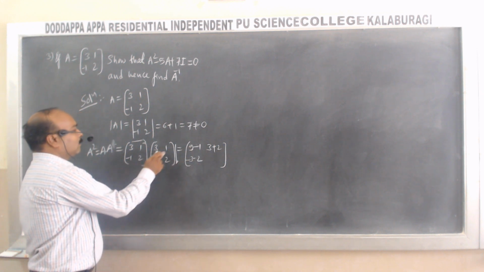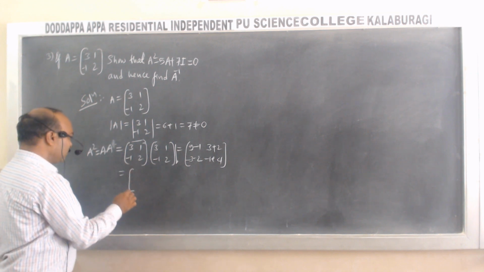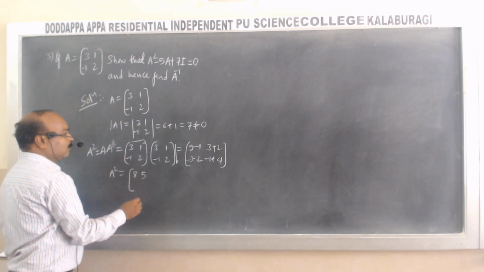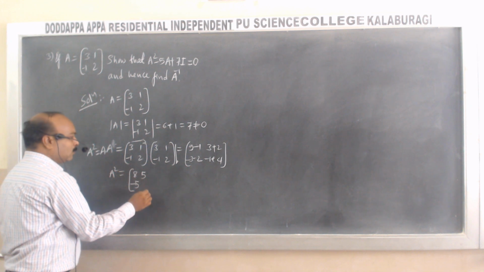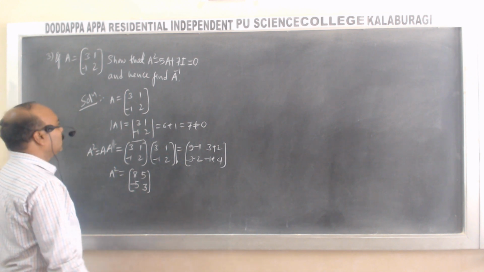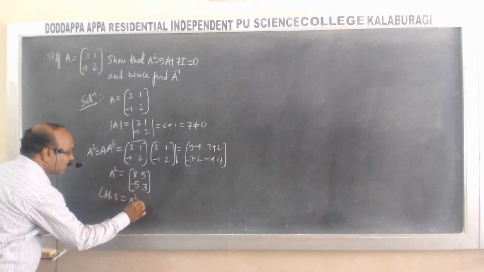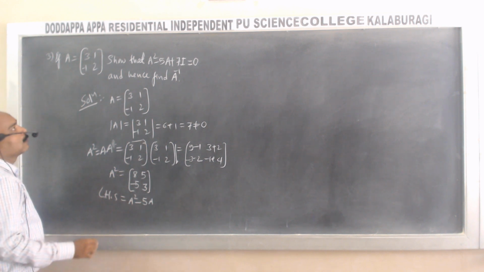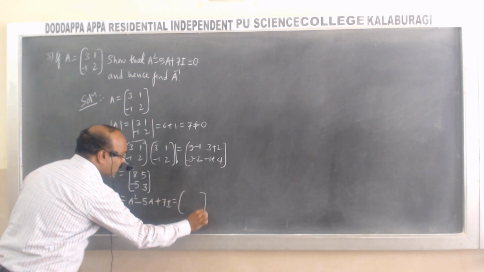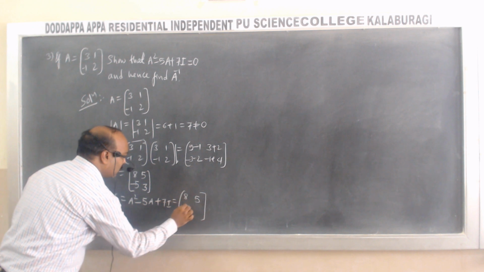Next minus 1 plus 4. Now we get A square value. It is equal to 9 minus 1 is 8, 3 plus 2 is 5, minus 3 minus 2 is minus 5, it is minus 1 plus 4 is 3. It is A square value. Now we consider LHS. So LHS is nothing but A square minus 5A plus 7I. Now it is substituted all the values. First we put A square value. A square is 8 5 minus 5 3.